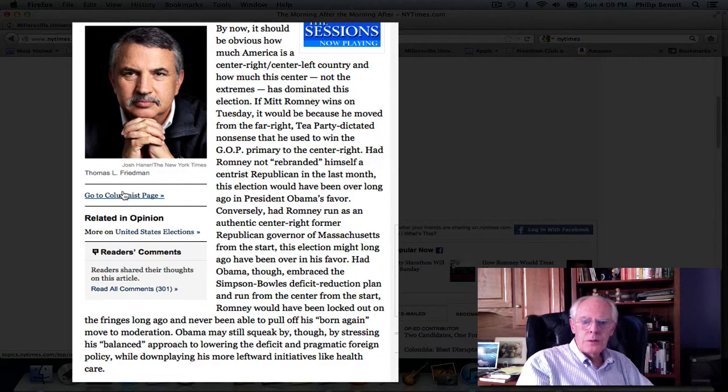"By now it should be obvious how much America is a center-right, center-left country, and how much this center, not the extremes, has dominated this election." Nothing particularly noteworthy about that sentence, one way or the other. It's pretty straightforward. It's not hard to understand. It's not formal. It's not informal. It's more or less a straightforward sentence. So let's go on to the next one.